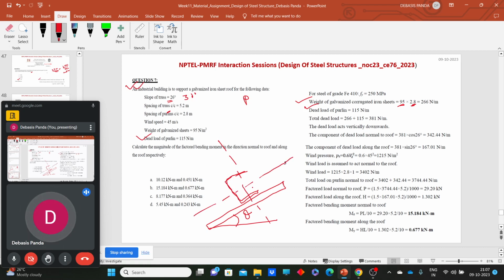So the load P, that means the dead load, will act vertically downward through the CG. So this is your P. What should be the horizontal component and vertical component of P? We can calculate with respect to theta. The dead load normal to the roof will be P cos theta, and the load parallel to the roof, we need to calculate this, H dash and total load P dash.